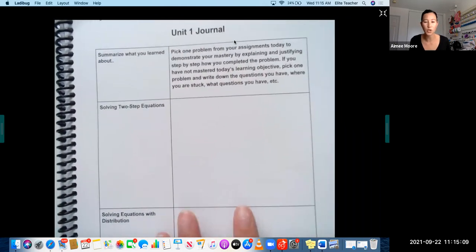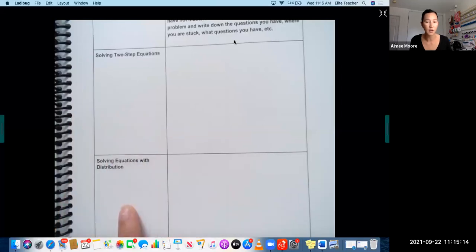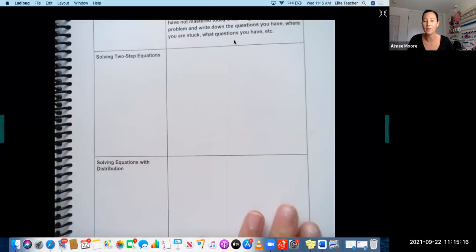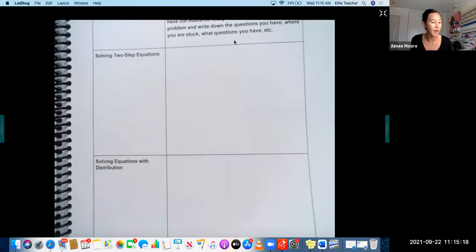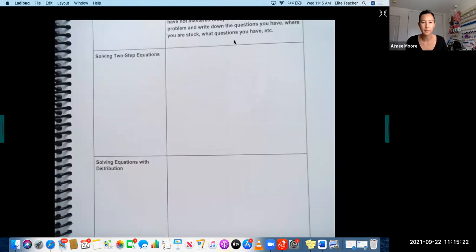Any questions on the journal? So you should have already done the solving two-step equations and the solving equations with distribution. If you haven't, they're quick and easy. So you can go back and do those, because this is what you're going to turn in at the end of the unit. Questions about the journal?